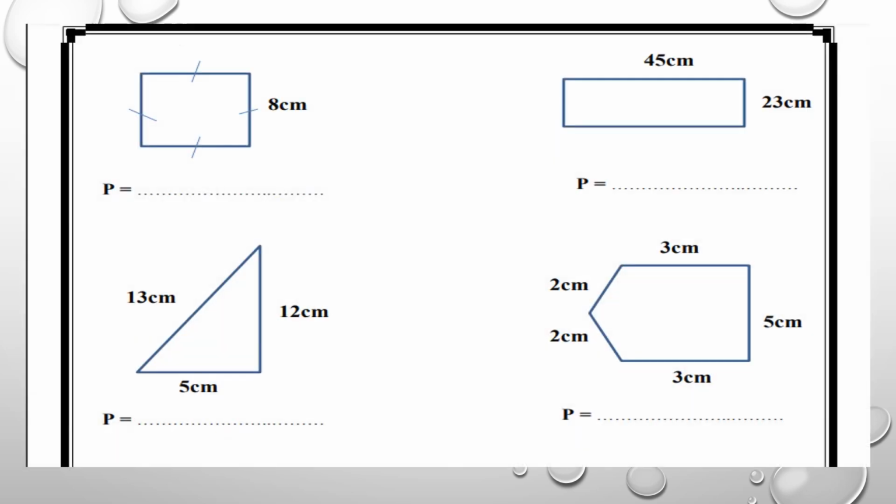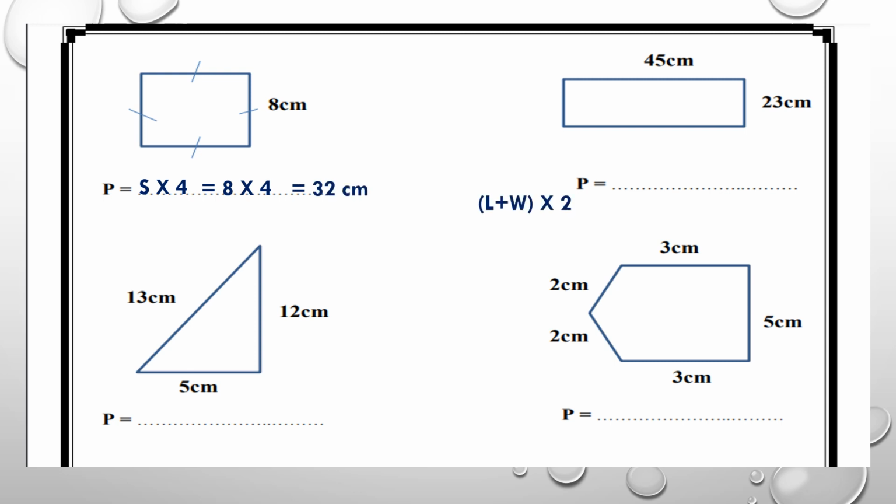First one, I have a square and its side length equals 8 centimeters. To get the perimeter, I have to add 8 four times, or I can use my rule instead of that. It will be side times 4, which is 8 times 4, and it will be 32 centimeters.